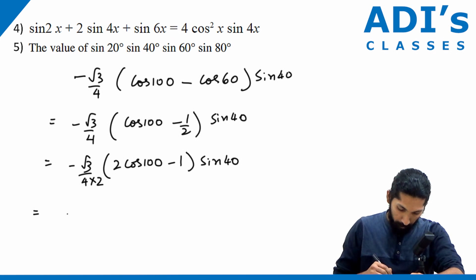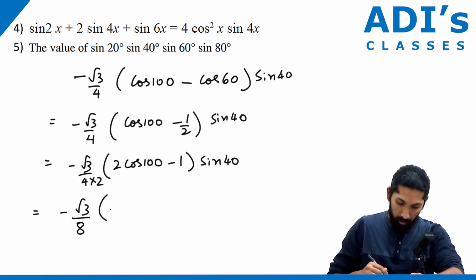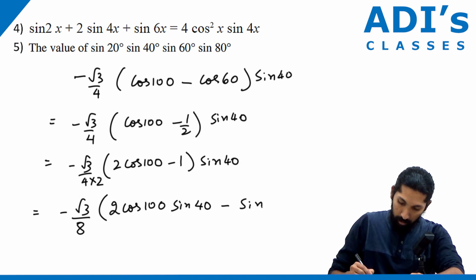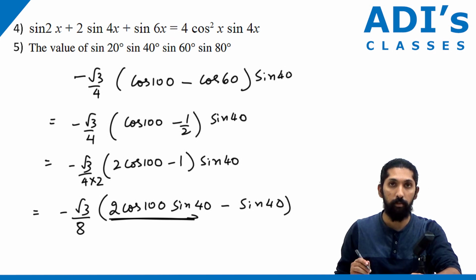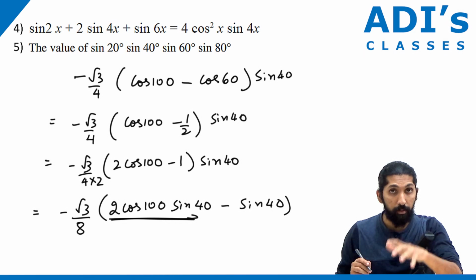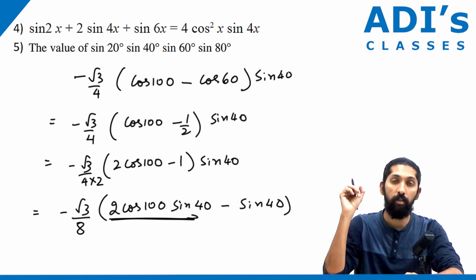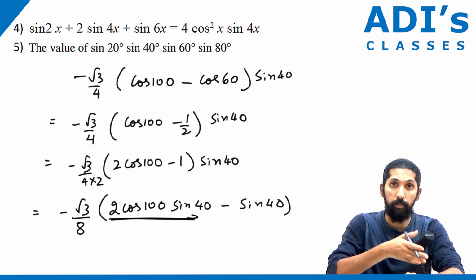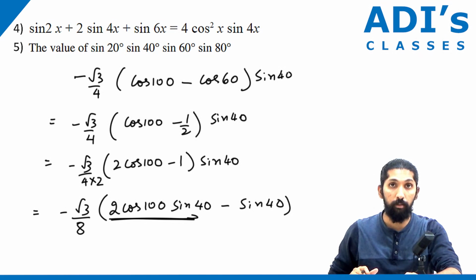Now what do we have? Minus root 3 by 8 into multiply 2 cos 100 sin 40 minus sin 40. Here again we can apply the transformation formula, which is 2 cos x into sin y, right? 2 cos x into sin y. Now this is going to become one more transformation, that is sin of x plus y minus sin of x minus y, correct? So we'll do that one now.